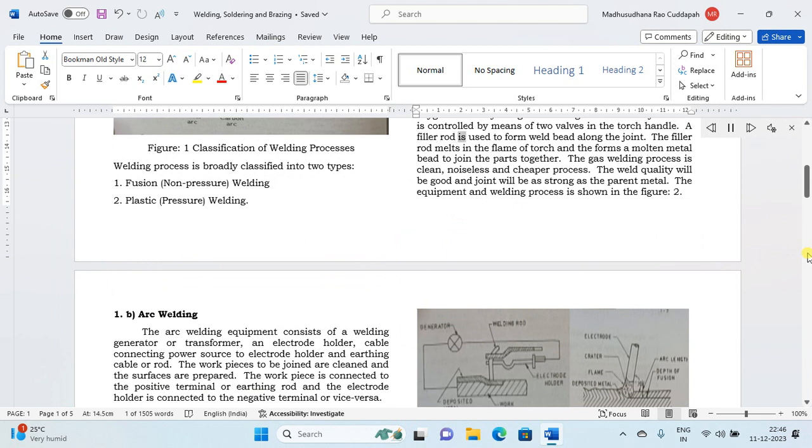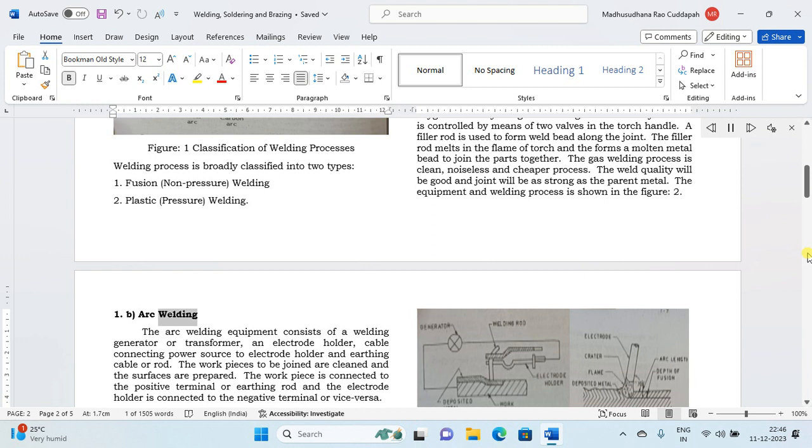A filler rod is used to form weld bead along the joint. The filler rod melts in the flame of the torch and forms a molten metal bead to join the parts together. The gas welding process is clean, noiseless and a cheaper process. The weld quality will be good and the joint will be as strong as the parent metal. The equipment and welding process is shown in Figure 2.